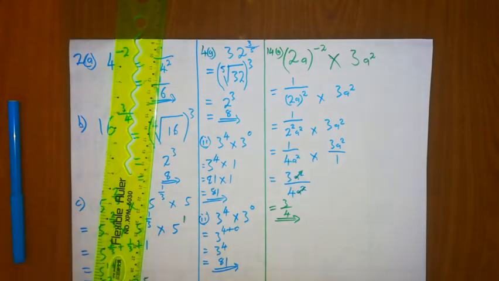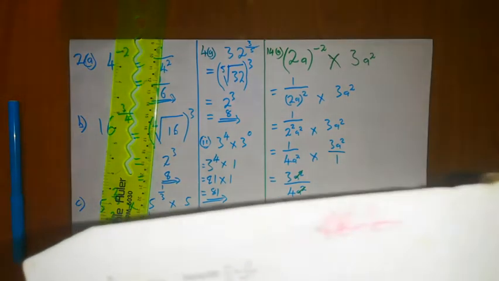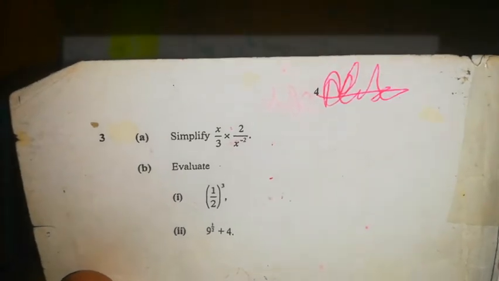Let's move on to November 2005. There is the question. The whole of number 3 there. The whole of number 3, we're going to apply our laws of indices there.